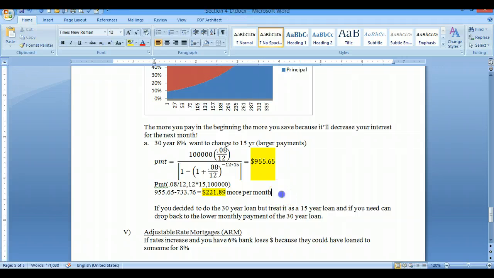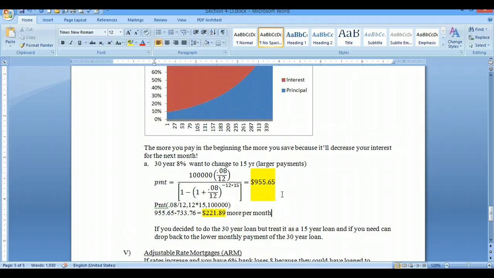So it ends up being a little bit more. If we decided to take the 30-year loan and go ahead and treat it like a 15-year loan, that means you're paying just a little over $200 more than your statement in the mail tells you you need to pay, and you can change your 30-year loan into a 15-year loan. It cuts your loan time in half by just tacking on $200 more every month.